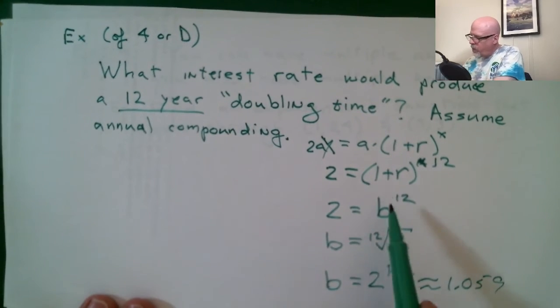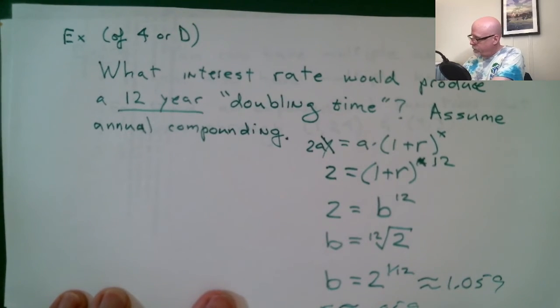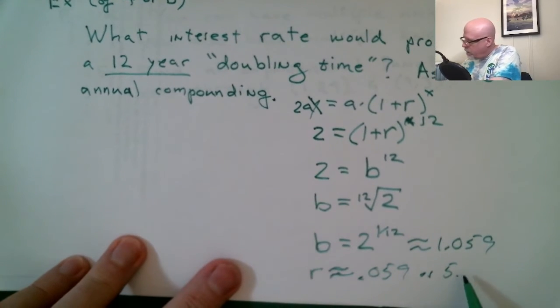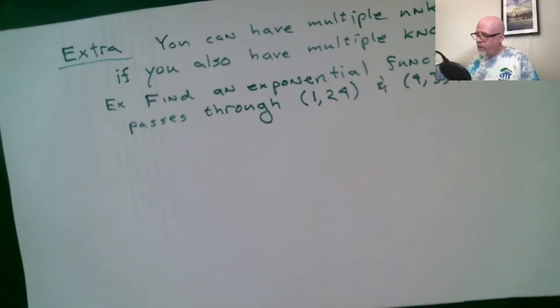Remember, that's really 1 plus r. So the rate you're interested in this one, well, approximately anyway, is the 0.059, or 5.9%. Which isn't bad. It's roughly a 6% interest rate will get you a 12-year doubling time. Cool. All right, so that's the 4 that are identified in the book.